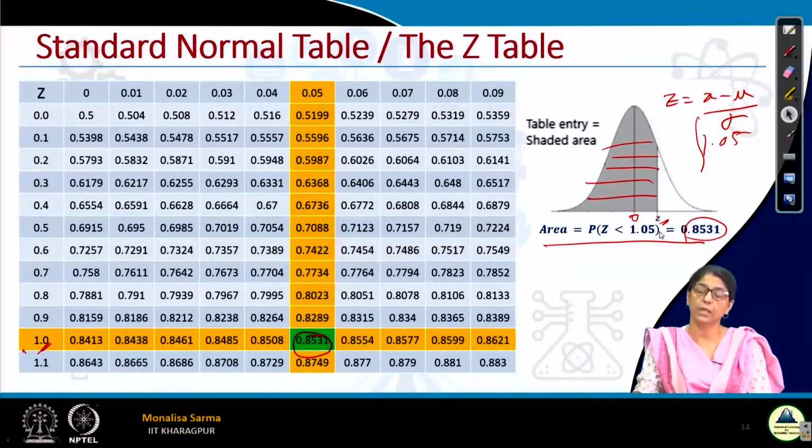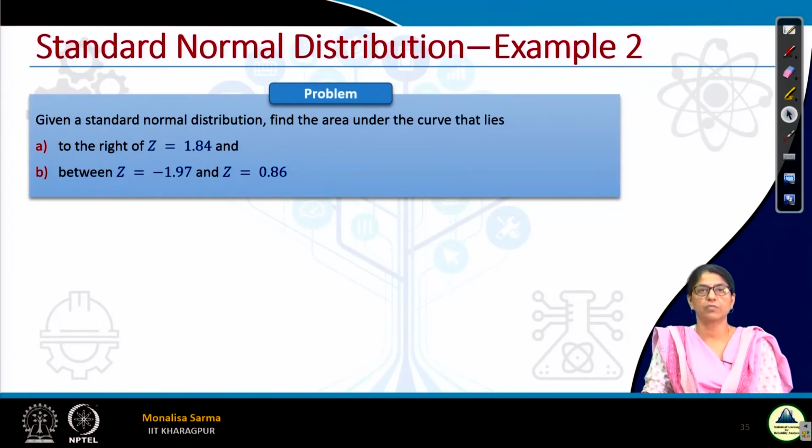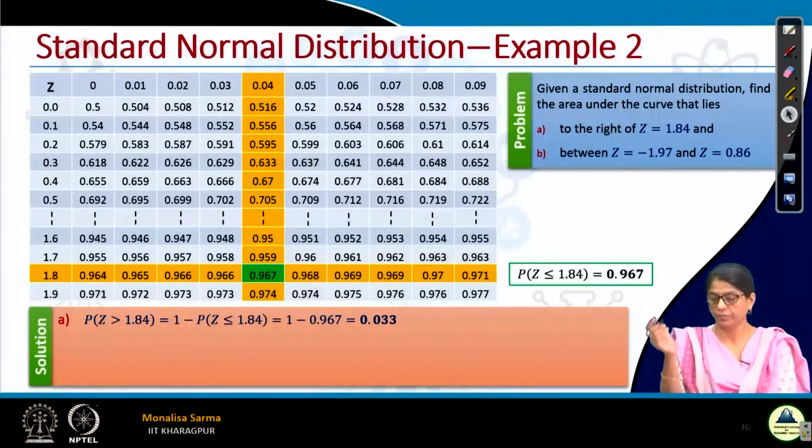In the tutorial class we will be doing some problems, and we will do more problems there so that things will be clearer. Then, given a standard normal distribution, find the area under the curve that lies to the right of z equals 1.84.